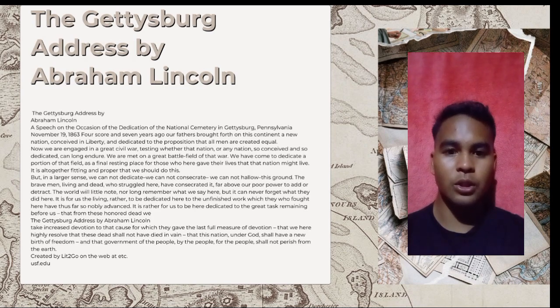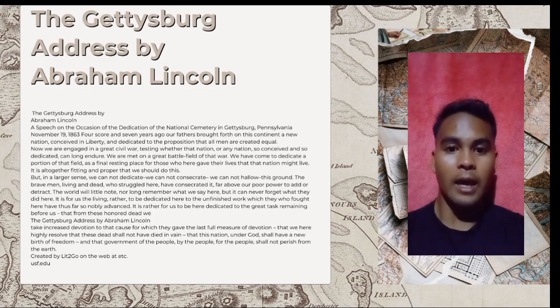In just over 2 minutes, Lincoln eloquently articulates the nation's commitment to the principles of equality, liberty, and democracy, while also honoring the sacrifice of those who fought and died in the Civil War. The speech served as both a eulogy for the fallen soldiers and a call to preserve the Union and uphold the ideals upon which it was founded.